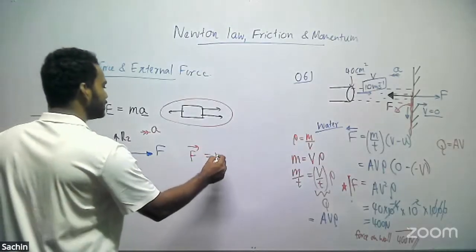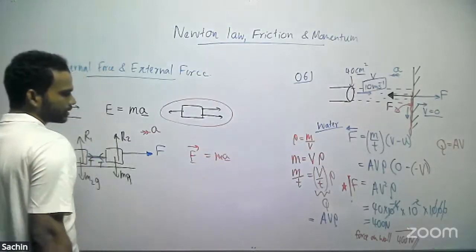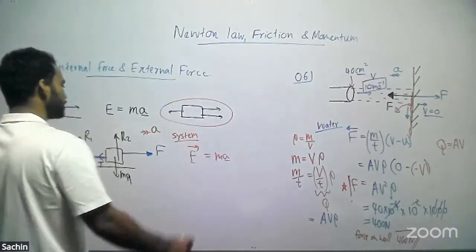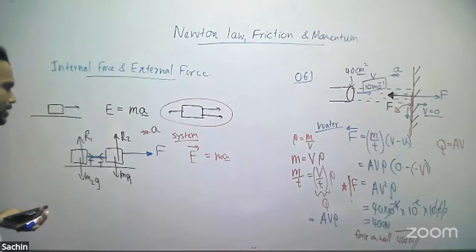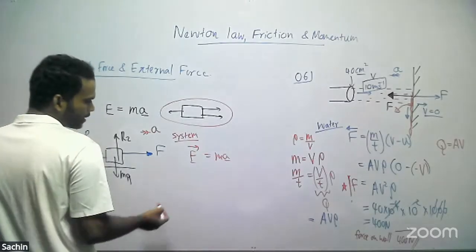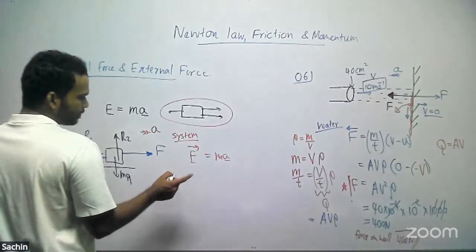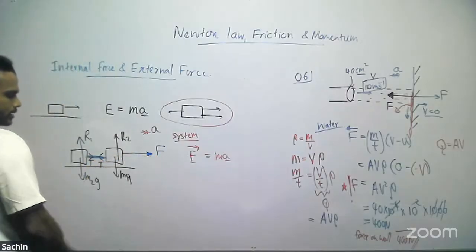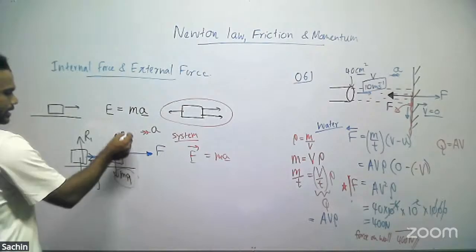So I'm just applying F equal ma in this direction. I consider the whole system, and apply F equal ma in this direction. So when I apply F equal ma, what are the forces in this direction? These are vertical forces, they don't matter.